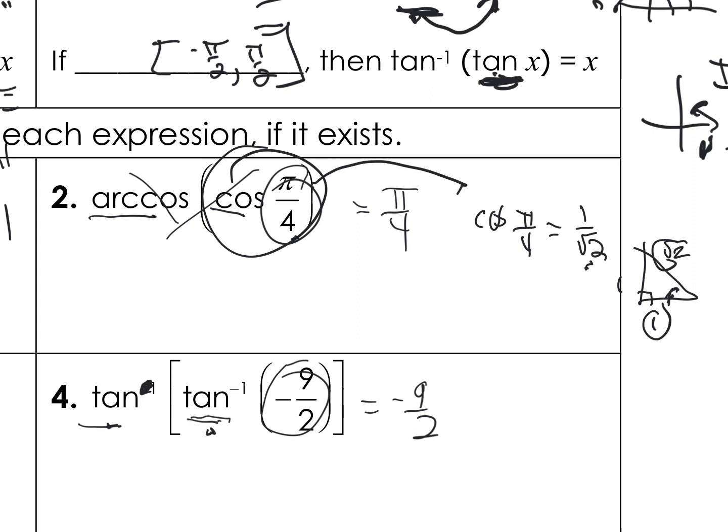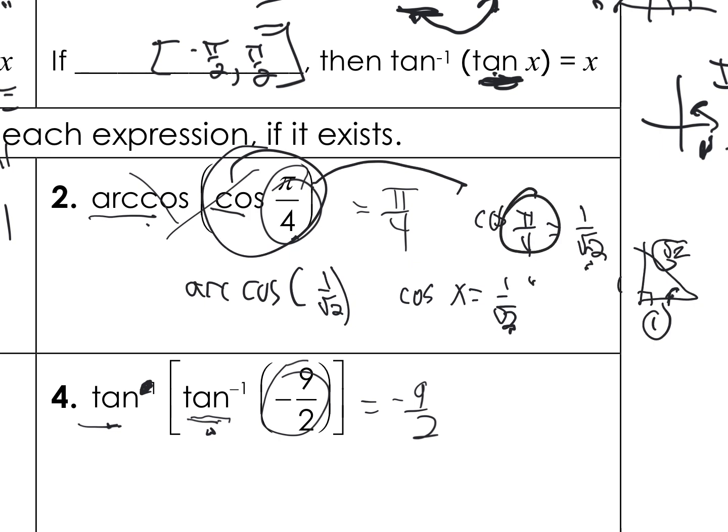Fine. So now this becomes arc cosine of 1 over the square root of 2, which is asking me, cosine of what is 1 over the square root of 2? We just did it. Cosine of 45 degrees is 1 over the square root of 2. X is pi over 4. So my answer is correct. Okay, I guess it was a false alarm.